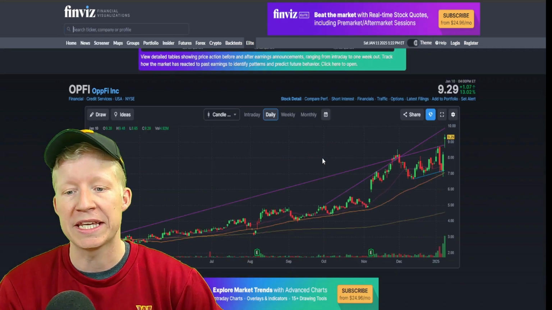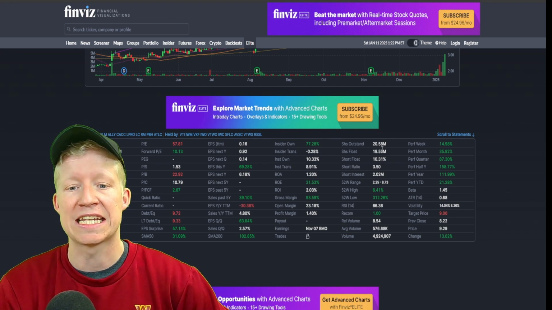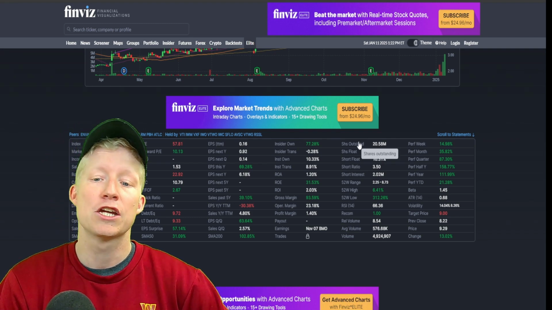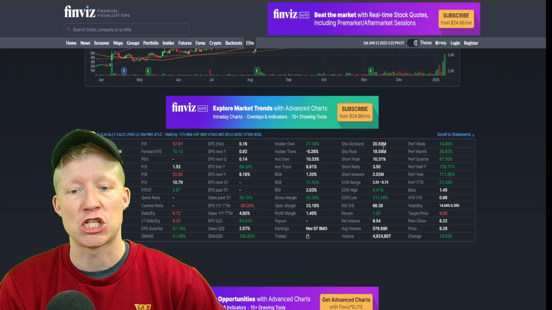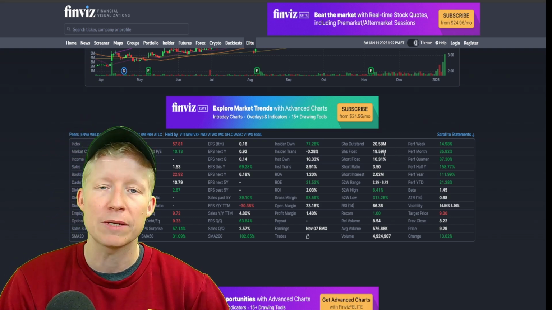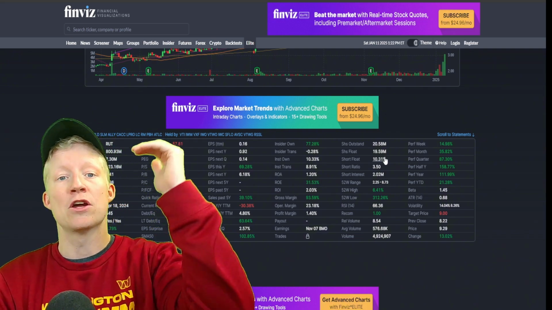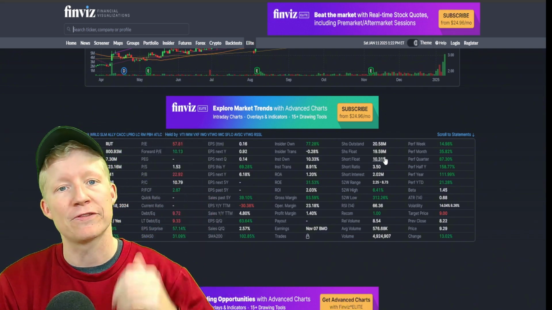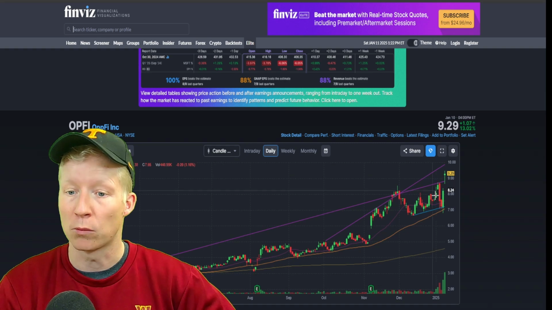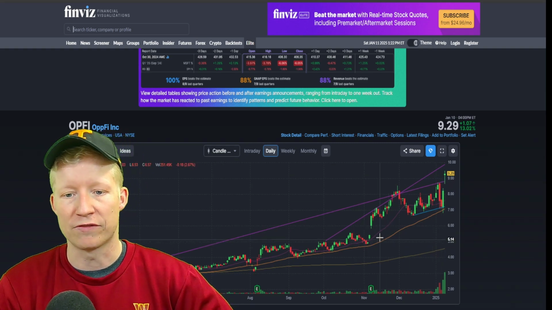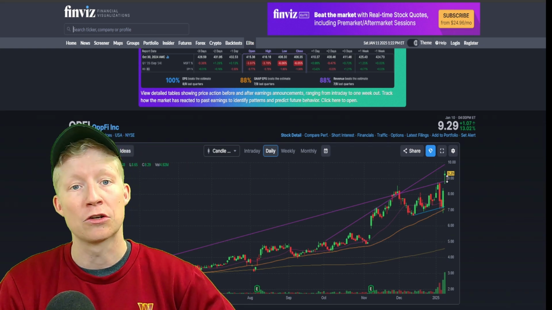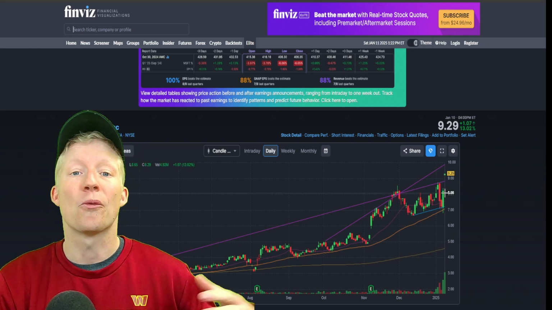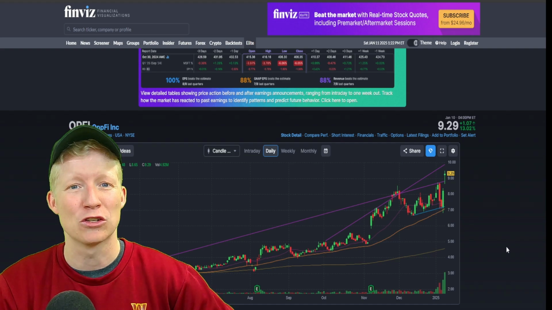Next, OPFI. This has a float of sub 20 million, shares outstanding of just over 20 million. So once again, the shares outstanding is always going to be a little bit higher. That's why we raise that number from 30 million to 50 million in our scanner. And once again, this is another really volatile stock. Just over the last few months it has gone from $5 to over $9. Once again, the kind of volatility we are looking for.